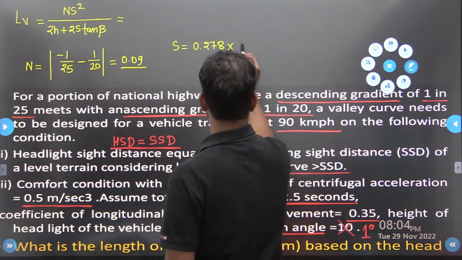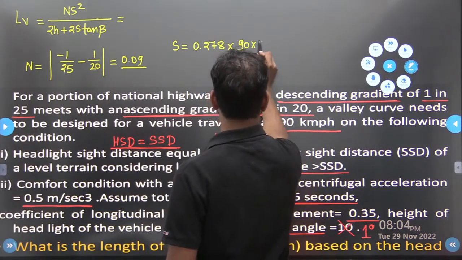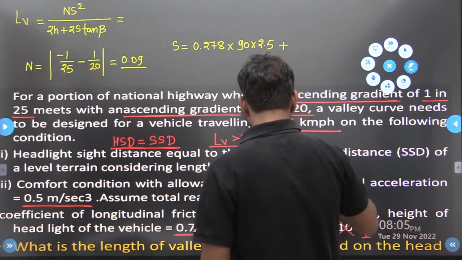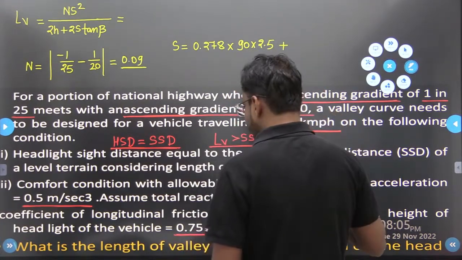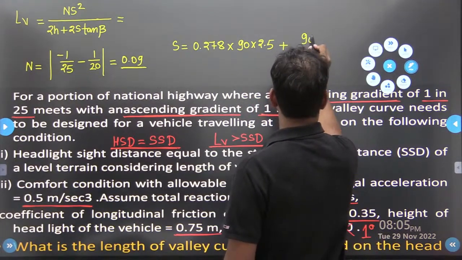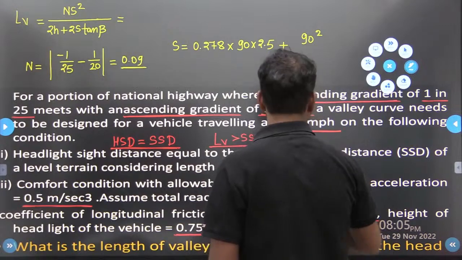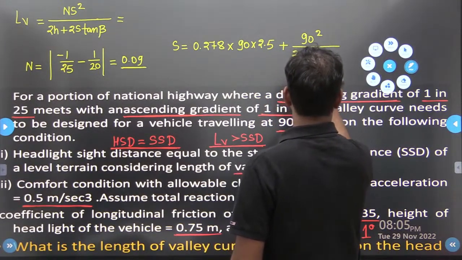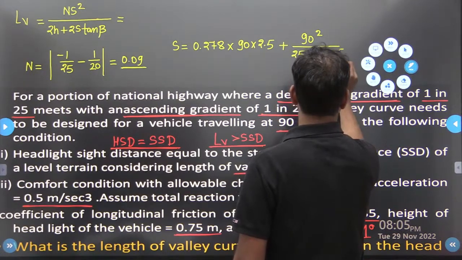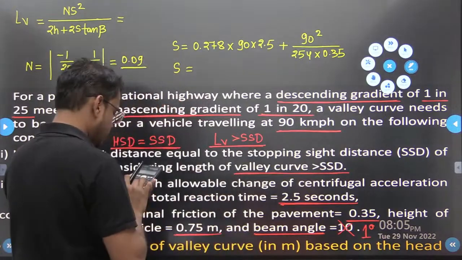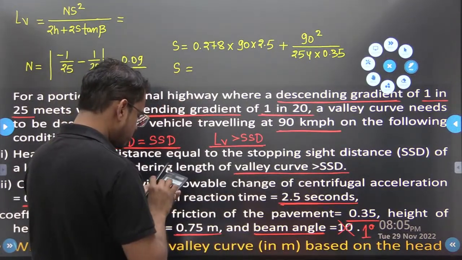The value of speed is 90 km/h multiplied by reaction time 2.5 seconds, plus V square. What is the value of V square, my dear friend? V square, that means 90 square divided by 254 F. What is the value of F? It is 0.35, directly given. You can calculate the value of stopping sight distance.